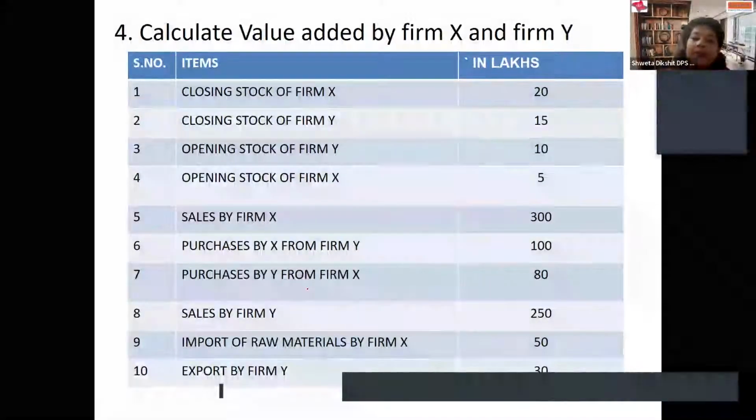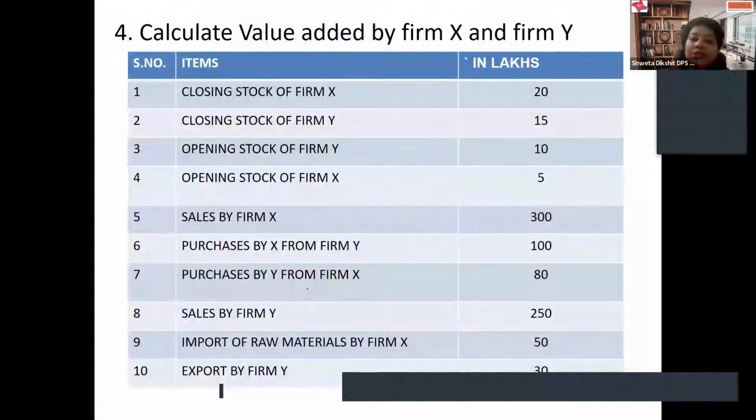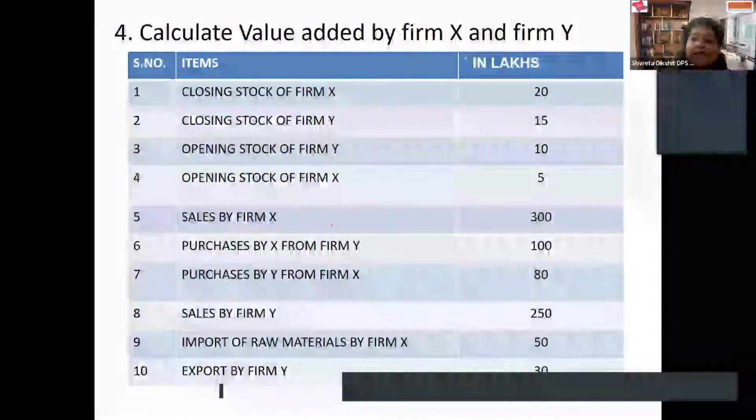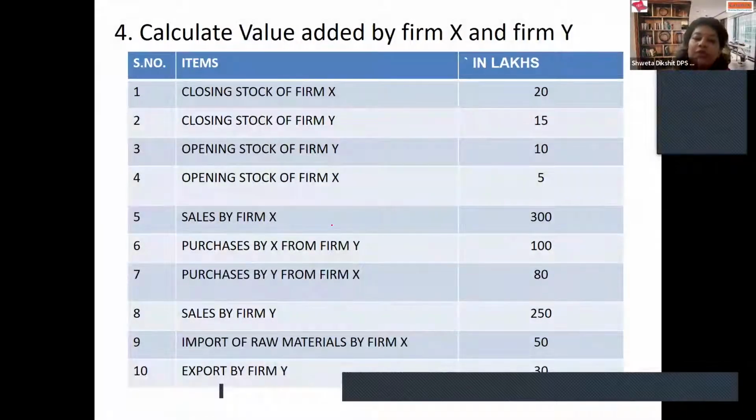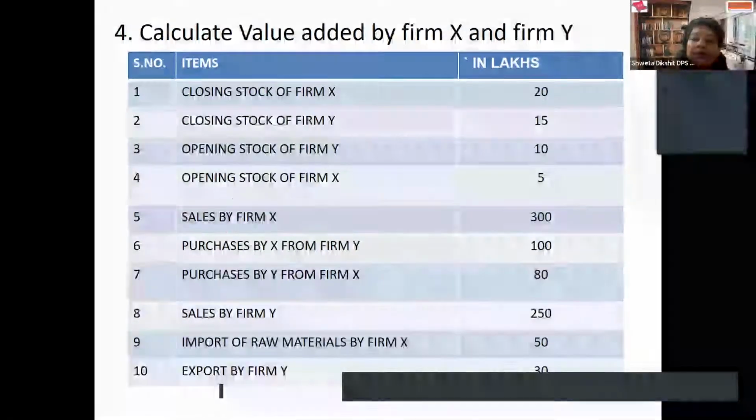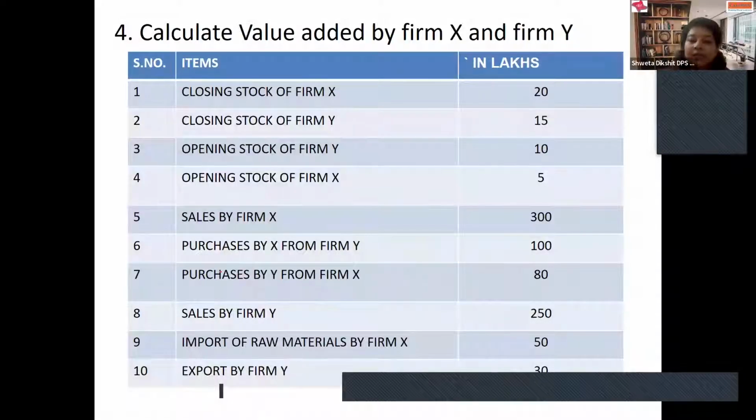And remember, you assume this is something which might not have been told to you before, so listen to me very carefully. You need to believe that the entire country has only 2 firms, that is firm X and firm Y. So what Y is selling, firm X is buying, and what X is selling, firm Y is buying. So you will have to take the closing stock, opening stock, and purchases as per the list directing you.